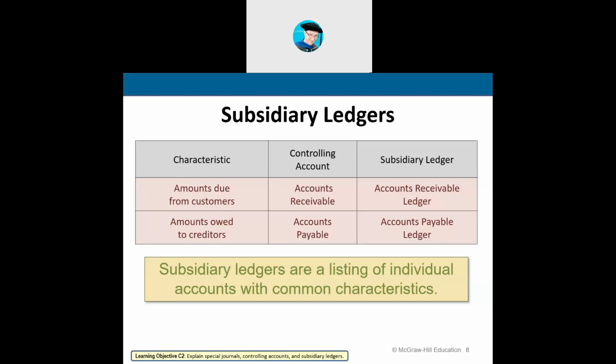The subsidiary ledgers for those would be the accounts receivable ledger and the accounts payable ledger. Remember, the word ledger is simply a listing of the transactions within that account, right? And the subsidiary is a subsidiary because it belongs to a parent account. Like in the case of accounts receivable, the accounts receivable ledger is the subsidiary to accounts receivable. That's what subsidiary means. Think of it like a parent and child. The child is a subsidiary to the parent, right?